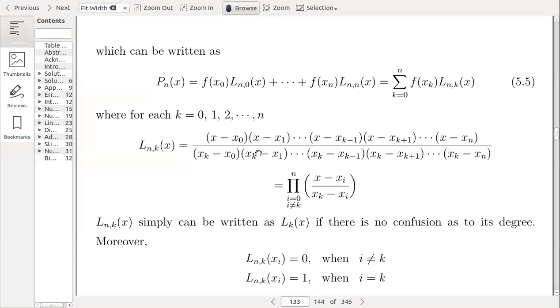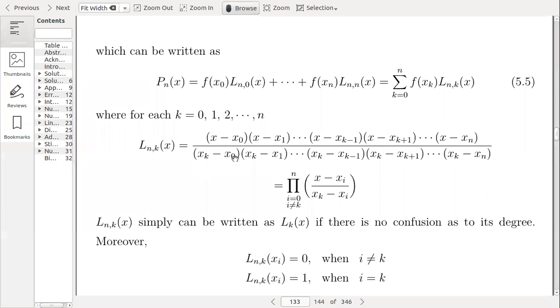And this product can be written as x minus xi over xk minus xi. So I started from 0 to n. So here you see 0, 1, k minus 1, k plus 1, and n. So i is indexed from 0 to n: 0, 1, 2, 3, and so on, up to n. And i is not equal to k. This should not be equal to k.